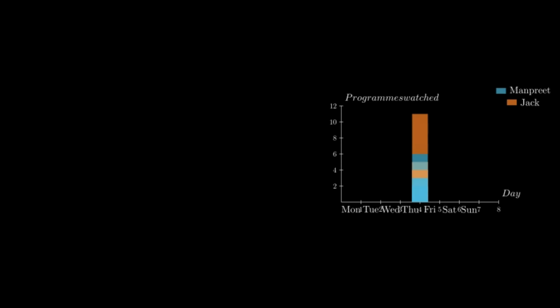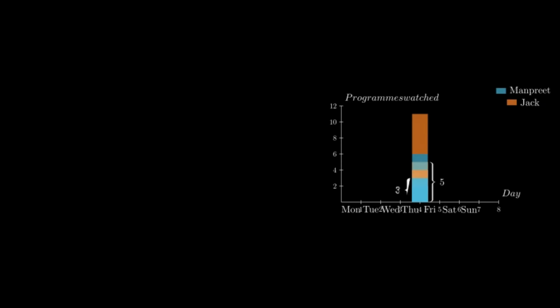Each bar's total height is the total number of programs watched that day. The bar is divided into sections. The bottom section represents Manpreet's shows, and the top section represents Jack's. Our task is to use this chart to create a frequency table. We need to determine the height of each individual section for each day.